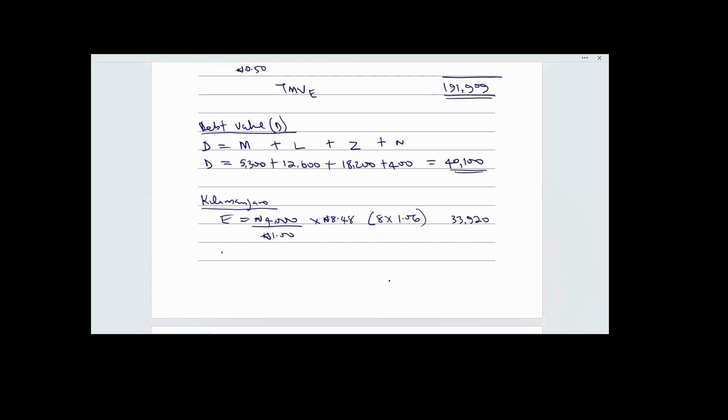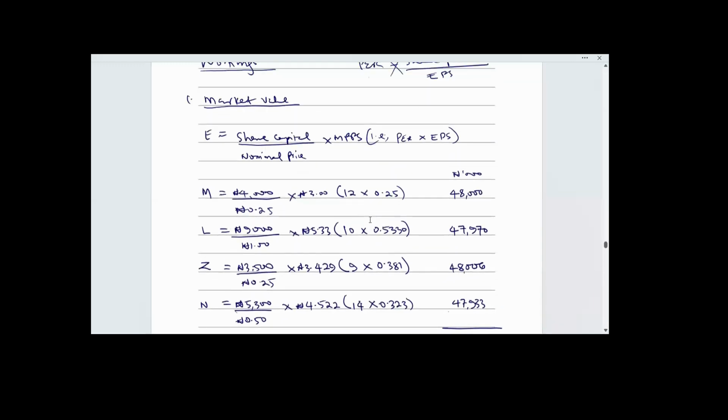33,920 is the equity value. The debt value of Kilimanjaro is 17,400. When you add the two together, this will give you 51,320. So this is the total value of equity and debts of Kilimanjaro. When I want to calculate my WACC, I will need that information. Therefore, I can then go back up there and put the number 33,920.